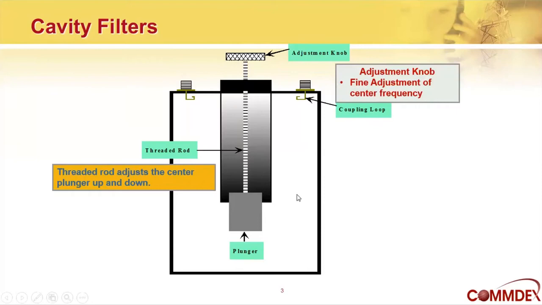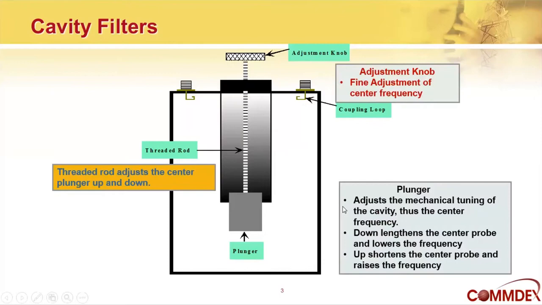So the threaded rod goes up or down to tune the cavity. The plunger is what goes in there and adjusts the mechanical tuning. That determines what the center frequency is. If it goes down, it lengthens the cavity and lowers the resonant frequency. If it goes up, it shortens the cavity and raises the frequency.